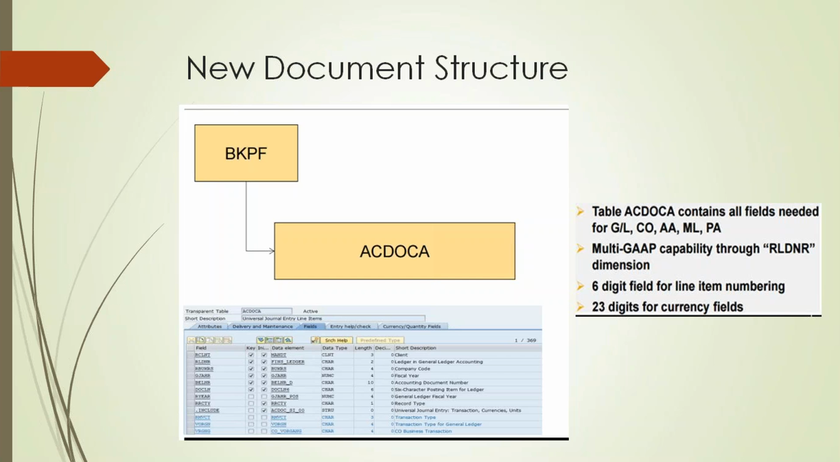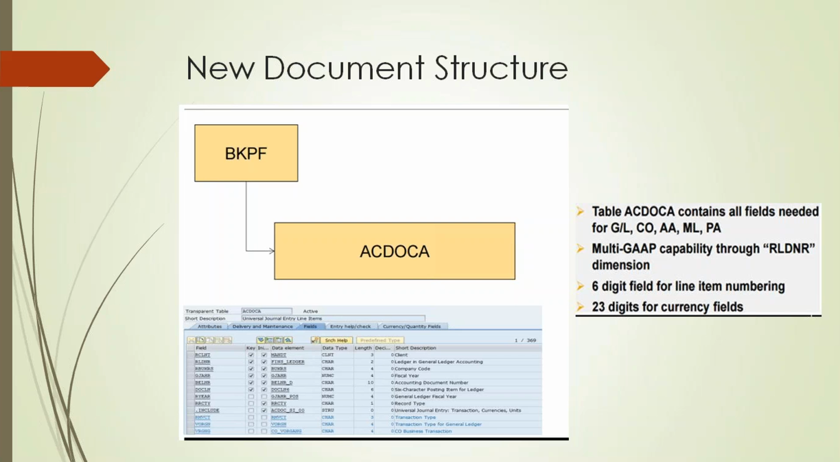ledgers, right? So BSEC, if you go and search for BSEC, it will show you only the leading ledger lines. It will not show you the non-leading ledger lines. But now what will happen is everything, like if you have four non-leading ledgers, all the lines will be stored in ACDOCA. So you don't need to rely on different tables for different purposes. For all finance purposes, there will be a common data storage, a common table called ACDOCA.